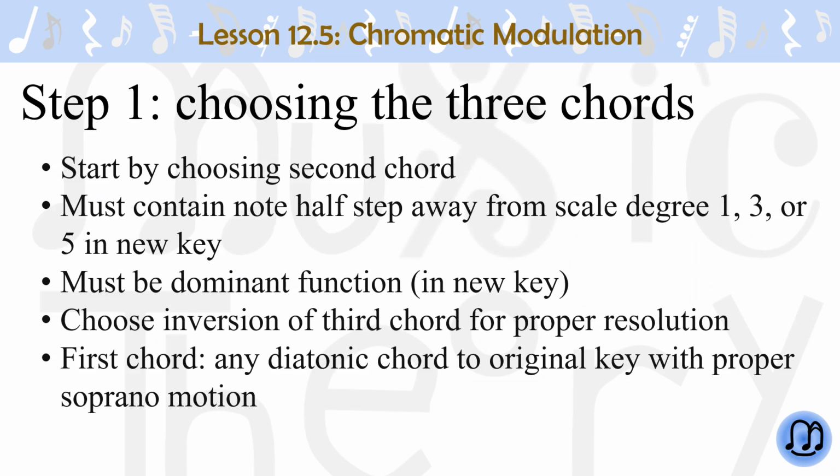When choosing which 3 chords to use for the modulation, start by choosing the second chord. The second chord must contain a note that is a half step away from scale degree 1, 3, or 5 in the new key. It must be a dominant function chord in the new key. Next, choose the inversion of the third chord, which must be a 1 chord, so that the second chord can properly resolve. Use root position whenever possible.